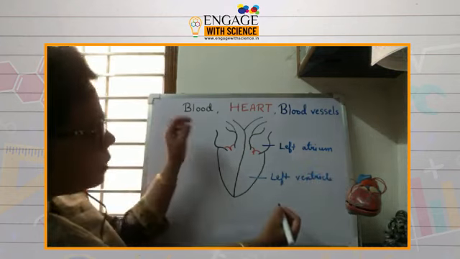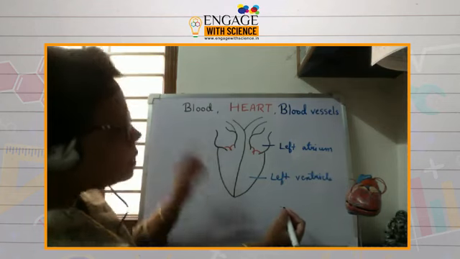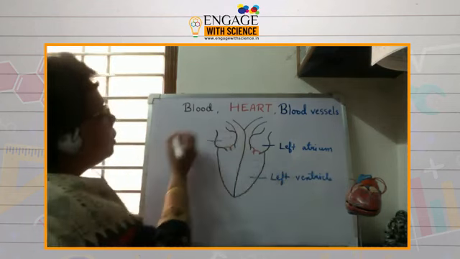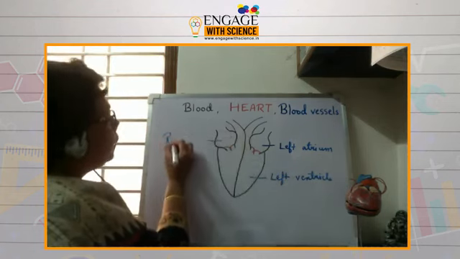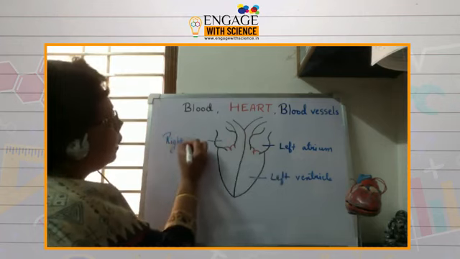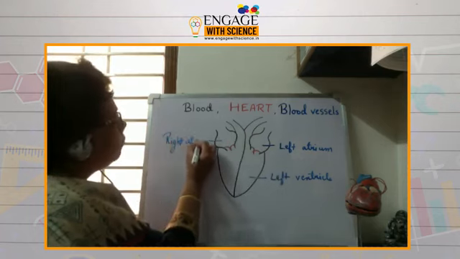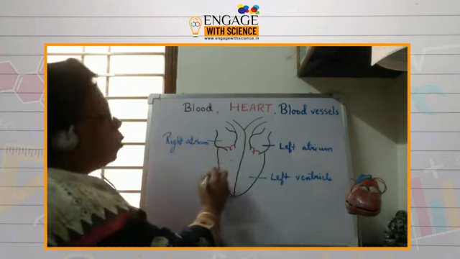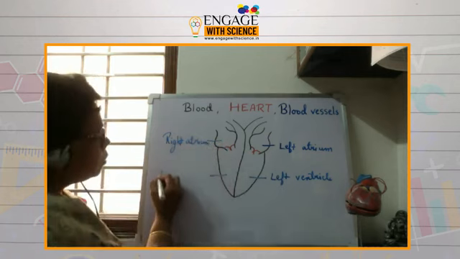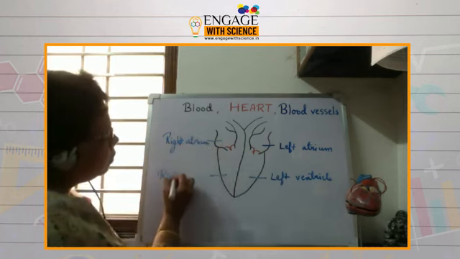Now look again. This is my left side. So this is heart's right side. So upper chamber is atrium. This is right atrium and lower chamber is ventricle. So this is right ventricle.